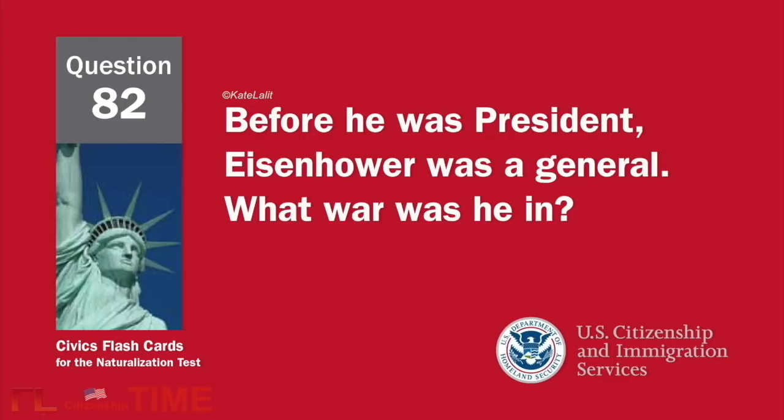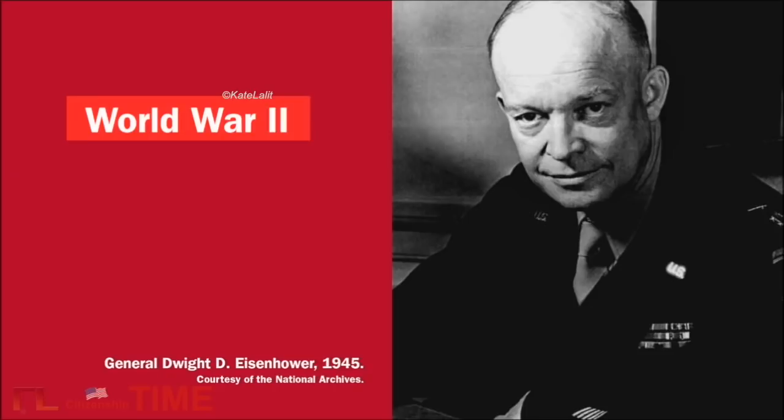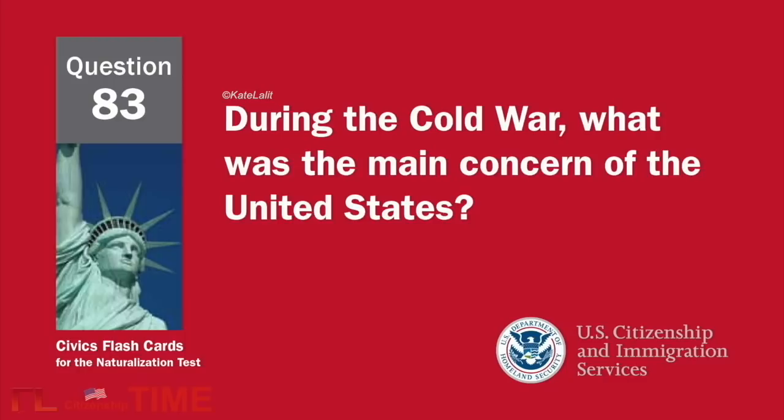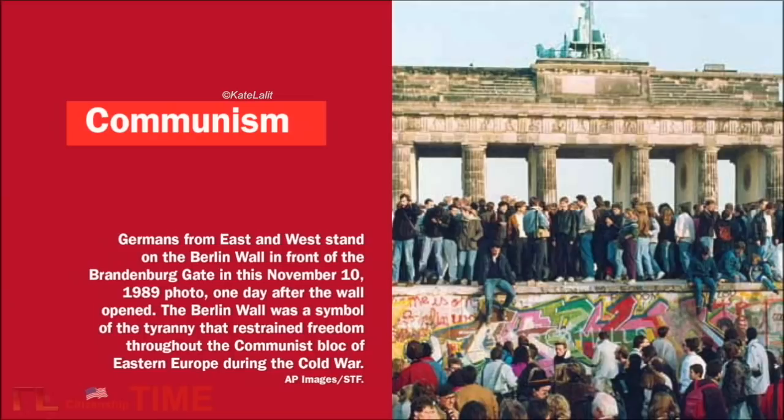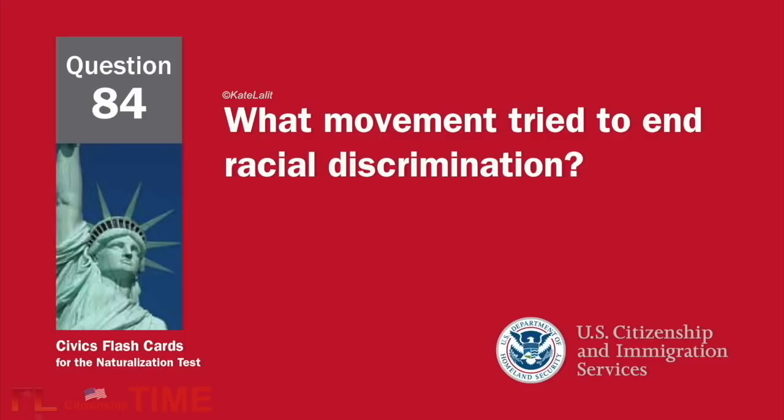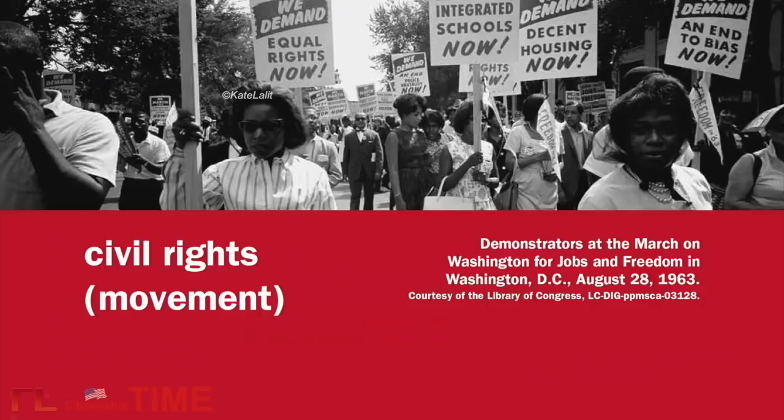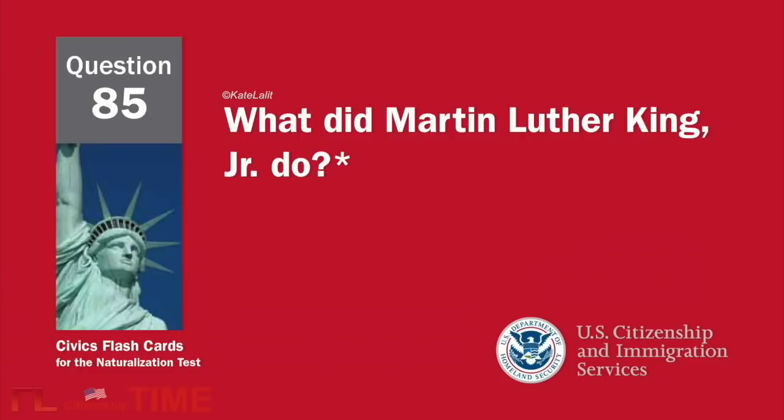Before he was president, Eisenhower was a general. What war was he in? World War II. During the Cold War, what was the main concern of the United States? Communism. What movement tried to end racial discrimination? Civil Rights Movement. What did Martin Luther King Jr. do? Fought for civil rights.